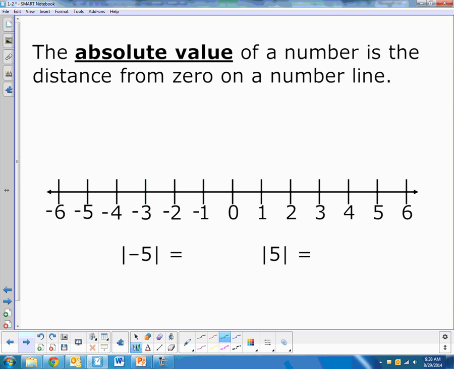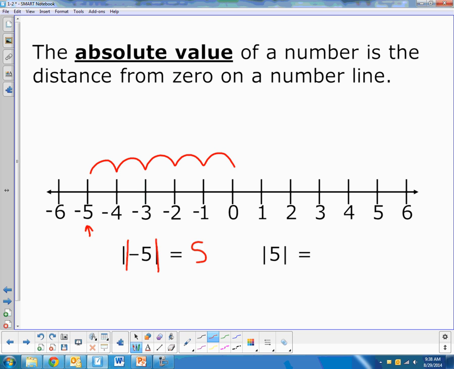So if you look at this first one here, negative 5. Okay, negative 5 is right there. I want to know how far from 0 is negative 5. Now let's see, 1, 2, 3, 4, 5. So the absolute value, these vertical bars here mean absolute value. The absolute value of negative 5 is 5. It's 5 away from 0.